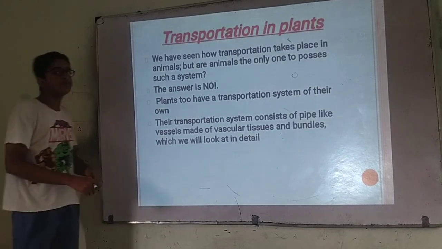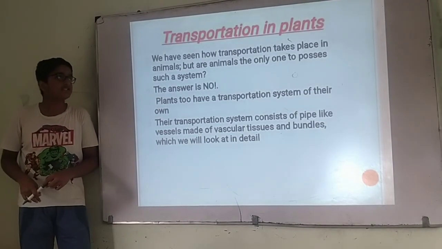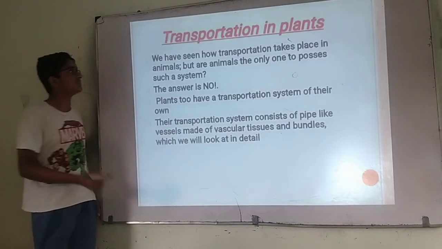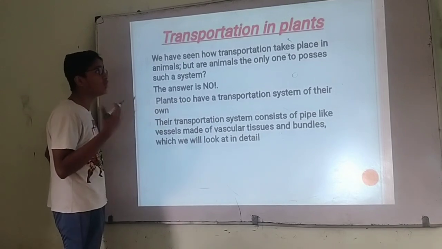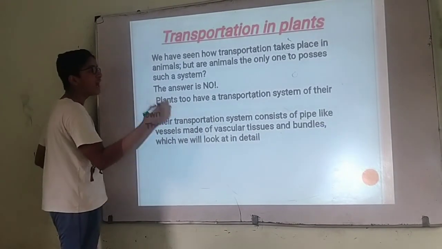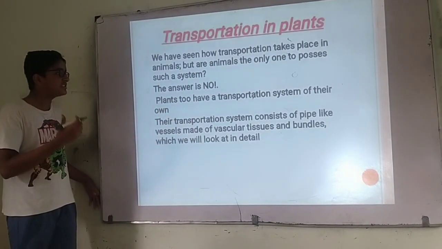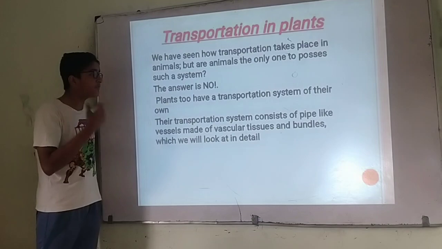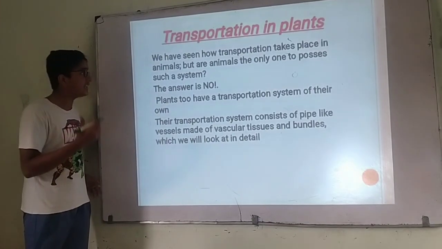Now we have seen the transportation that takes place in animals. Now let's see how transportation occurs in plants. We have seen how transportation takes place in animals, but are animals the only ones to possess such a system? The answer is no. Plants too have a transportation system of their own. Their transportation system consists of pipe-like vessels made up of vascular tissues and bundles, which we will look at in detail.